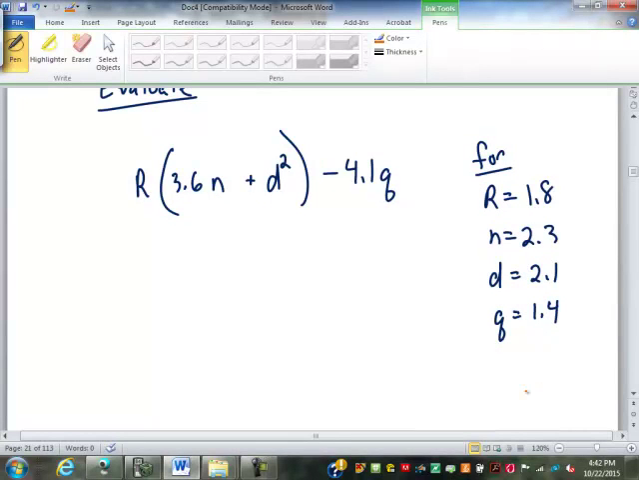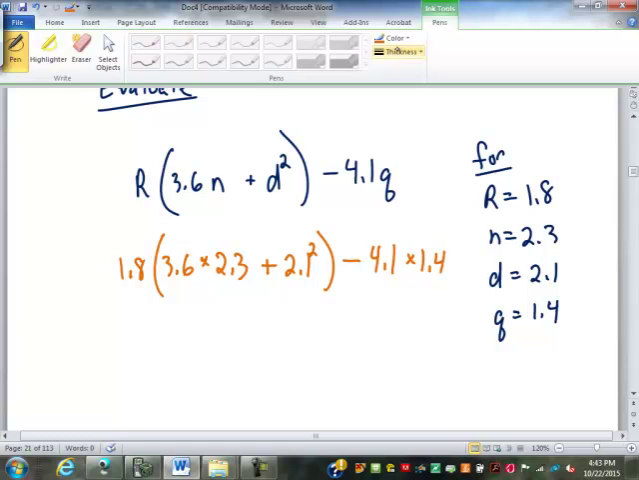Okay, let's take a peek. First step, of course, is just to get everything substituted in correctly. So r will become 1.8, parentheses, 3.6 times 2.3 plus 2.1 squared, close parentheses, minus 4.1 times 1.4. Good.